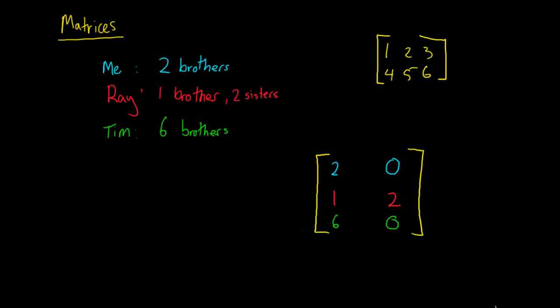And we would also give it a name. So we might call this the matrix of siblings. I'll call it SIB, and it is equal to 2, 0, 1, 2, and 6 and 0. That way, if we want to actually get any information out of it, so if I were to say how many brothers does Ray have, we could just say Ray, he's going to be down here, and he's got this 1 brother.